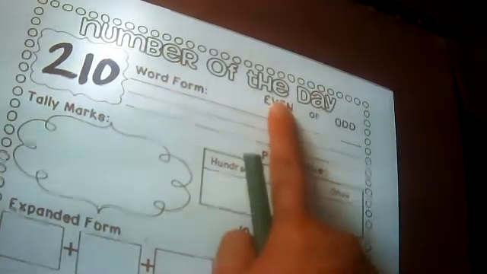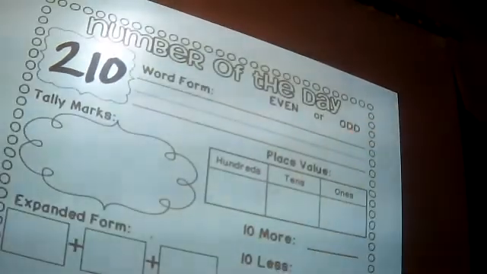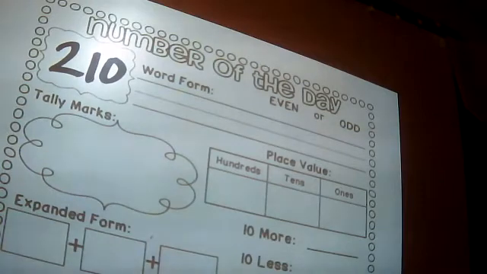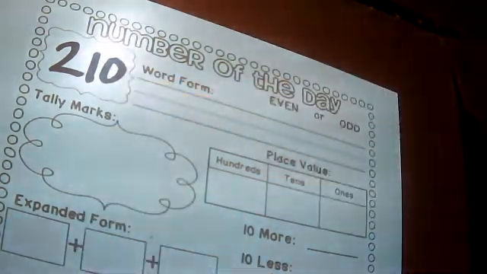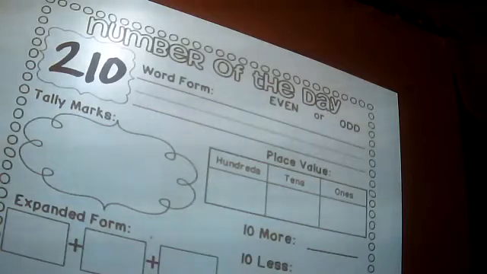So even or odd. Remember we talked about in class, we're looking at the ones place. This is the ones place. And if it is a 0, 2, 4, 6, 8, then it is even. And if it is a 1, 3, 5, 7, or 9, it is odd. In this number, it is even. So you circle even.